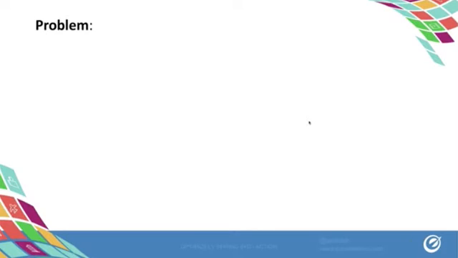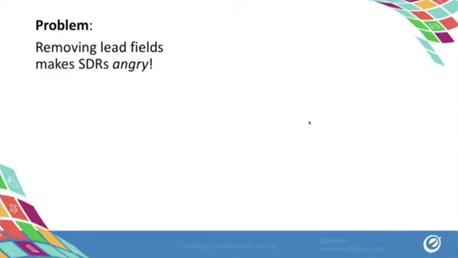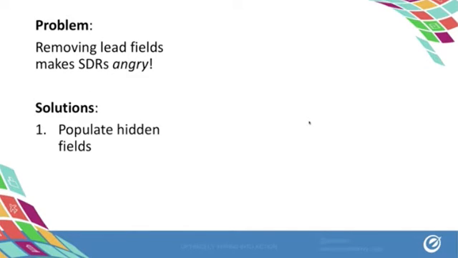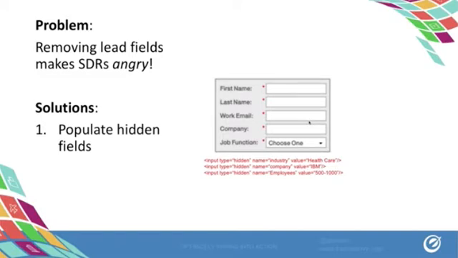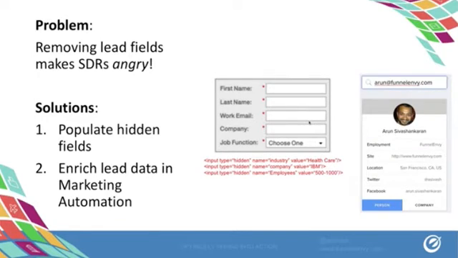That being said, reducing or eliminating form fields doesn't happen in a vacuum. If you do have a sales team and an SDR team that's using that data to qualify, you might make them angry, because removing some of that industry data or company data can make it that much harder for them to qualify leads. Certainly, there are solutions to that. You can partner with a data provider that'll actually populate hidden fields in those forms based on firmographic data. Or you can enrich that lead data directly in your marketing automation solution, for example.